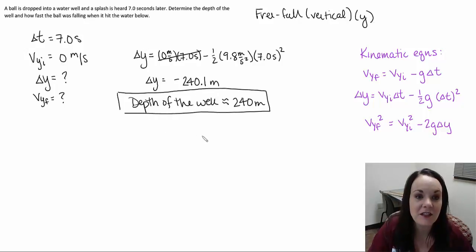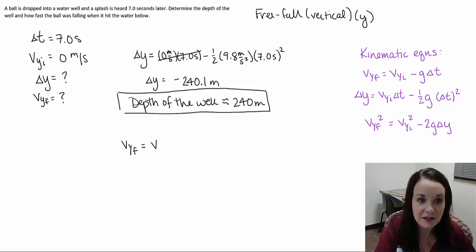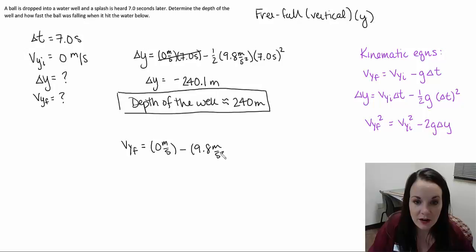And then they ask us to find the velocity, or how fast the ball was falling when it hit the water below. So that's our final velocity. So looking at our equations, this first one here, let's check. It has final velocity, we know the initial, we know what gravity is, and we know time. So this one seems like it should work. So my final velocity equals my initial velocity. So whoops, that's 0, right? And then our g, we said, was 9.8 meters per second squared. And our time, again, is 7 seconds. So 0 is just 0.